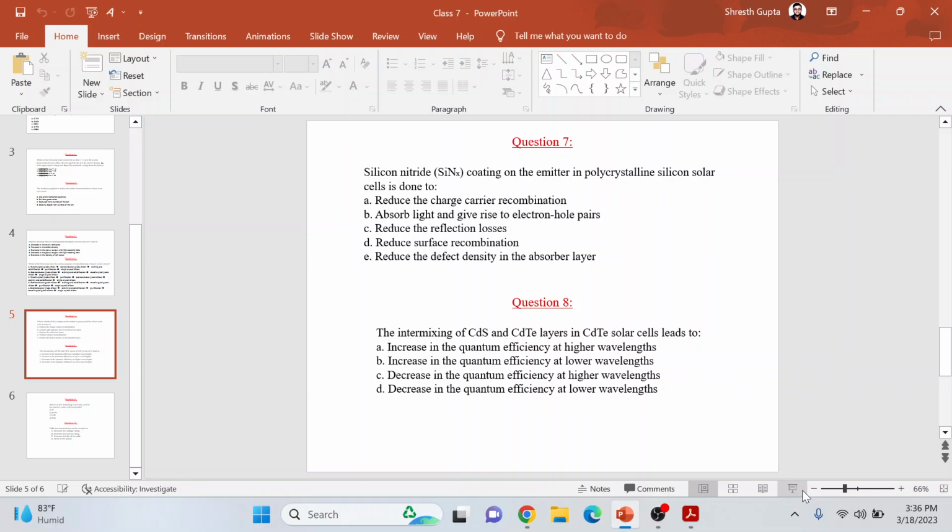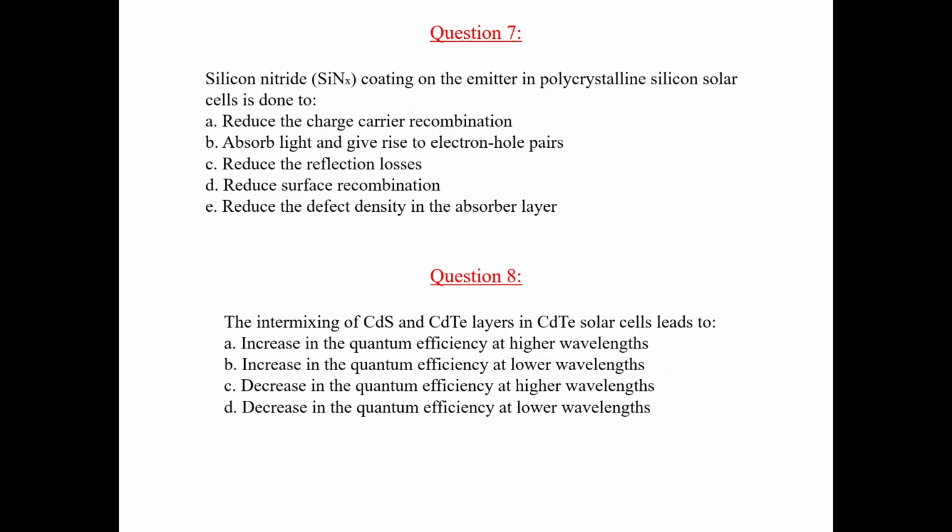Let's move to the next question, number 8. Question 8 says the intermixing of CdS and CdTe in a CdS/CdTe solar cell leads to: read the options and tell the correct answer. Option D. Why? Because when the layers intermix, when CdS and CdTe mix together, CdS has the higher band gap, and CdS and CdTe are 2.4 and 1.4 eV, I think. It will make a higher band gap. In a higher band gap, lower wavelengths are not absorbed. Great, good. So that's why the quantum efficiency at lower wavelengths decreases.